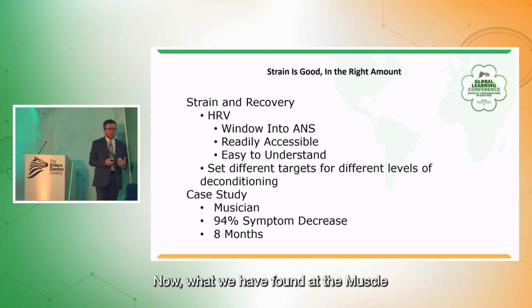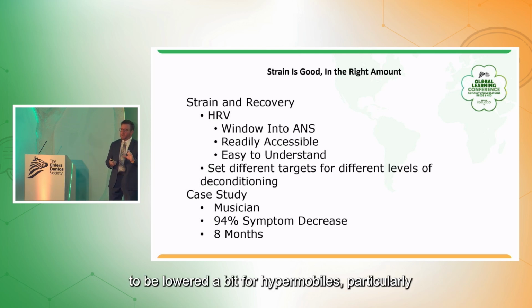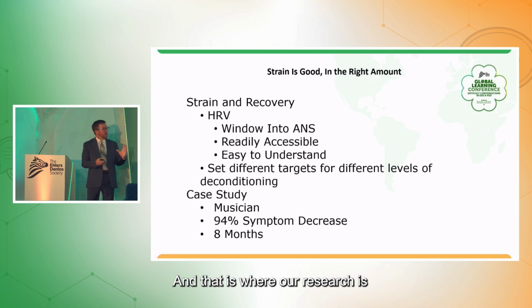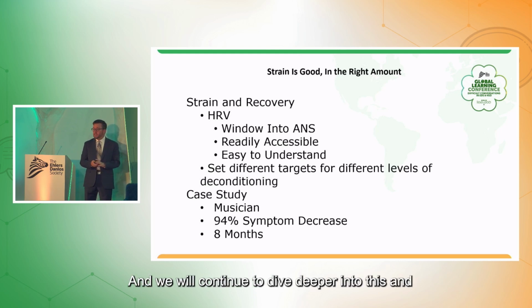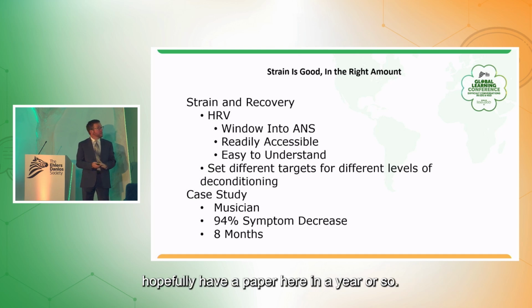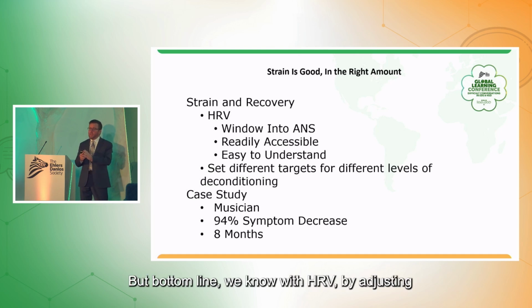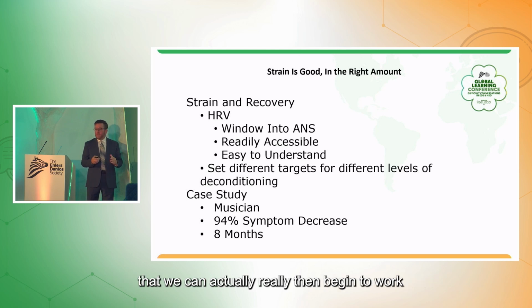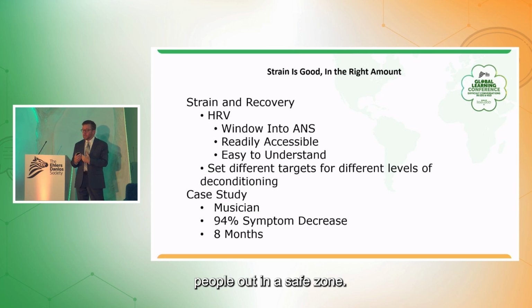Now, what we have found at the Muscle and Joint Clinic is that these numbers need to be lowered a bit for hypermobiles, particularly for hypermobiles who are deconditioned. And that is where our research is focused the last year and a half, and we will continue to dive deeper into this and hopefully have a paper here in a year or so. But bottom line, we know with HRV, by adjusting the normal ranges down by about 30% for hypermobiles, that we can actually really then begin to work people out in a safe zone.